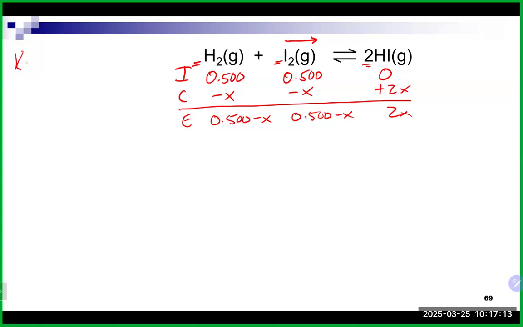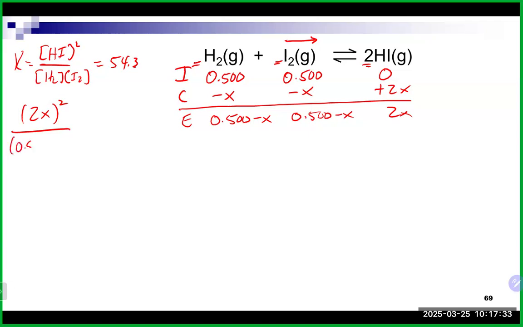That again is going to go into the expression we wrote there on the previous slide. So let me pop it back up here so we can take a look. That equals our 54.3 in this case. So popping our numbers in there, that's going to give us 2x squared divided by 0.5 minus x times 0.5 minus x. And once again, that's going to equal 54.3.